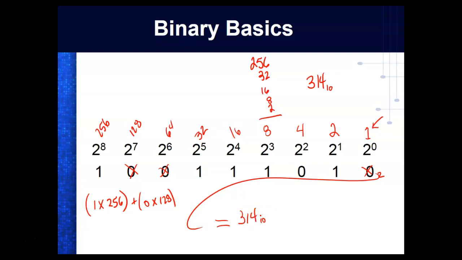Of course, we would like 314 because we understand that. A computer has no idea what 314 is. So when I hit the one key on my computer keyboard, it sends a code into my program, and then the code interprets that as a binary one.